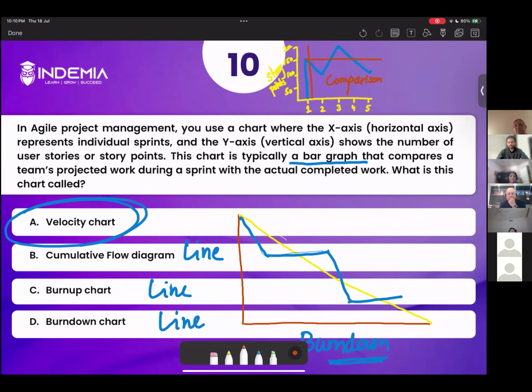Cumulative flow diagram tells you the cumulative work that you have done at any point in time, okay? And along the x-axis, we have overall cumulative work within a sprint, not across sprints. So as Kokila mentioned, burn down, burn up, and CFD are used for one iteration or one sprint. Velocity chart is used for multiple sprints. So the correct answer is option A. Let's read the explanation.